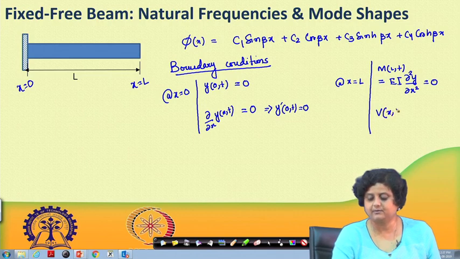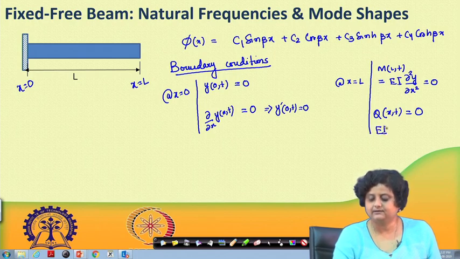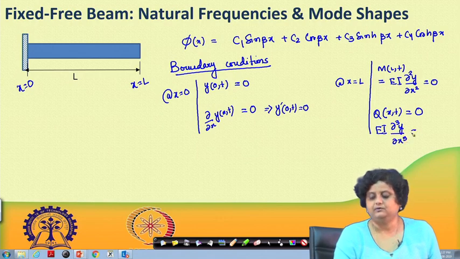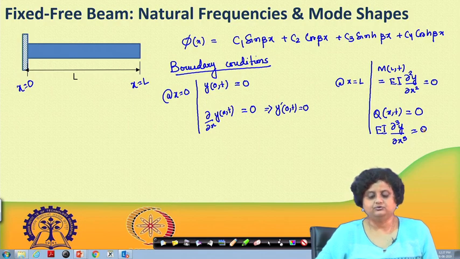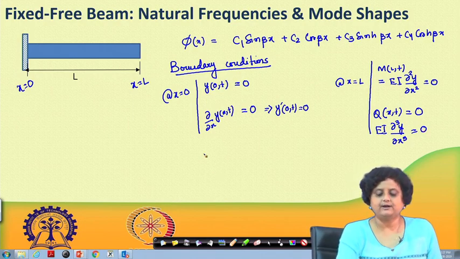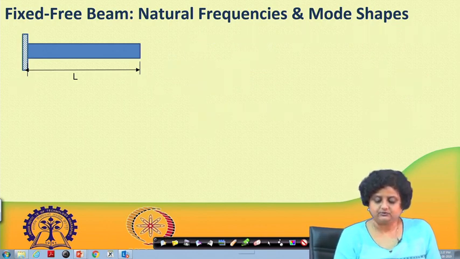So, V x comma t or q x comma t, as we have said, is equal to 0. So, I can write E I del 3 y by del x cube is equal to 0, because the expression for shear force is E I del 3 y by del x cube, and the expression for moment is E I del 2 y by del x square, equal to 0. Now, we have to impose these boundary conditions on this phi x, and we have to find out the unknown constants. So, let us try to do that.